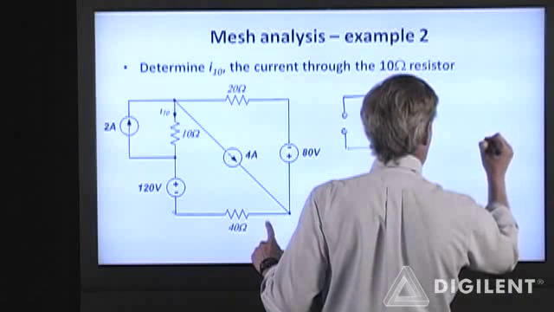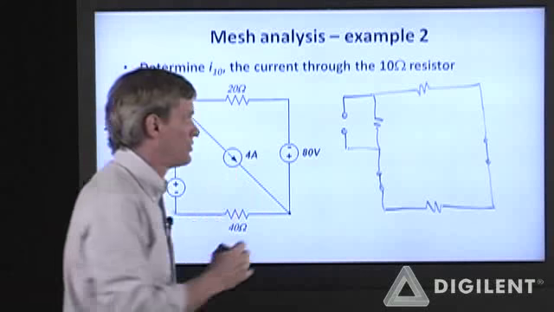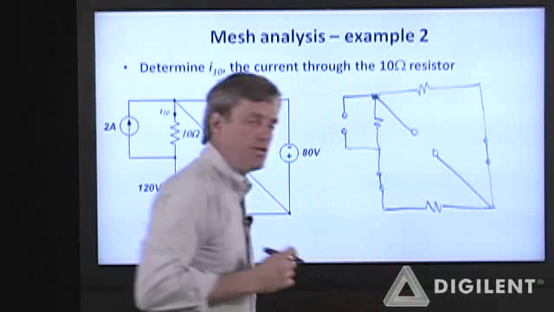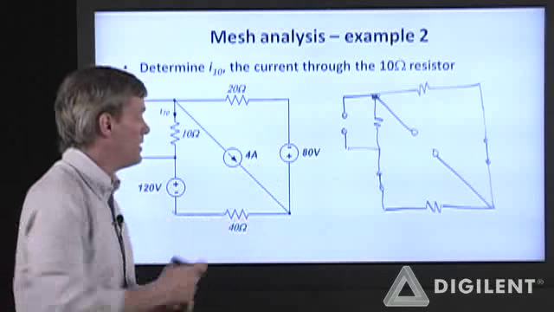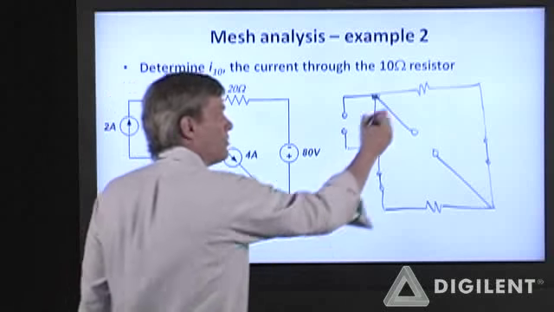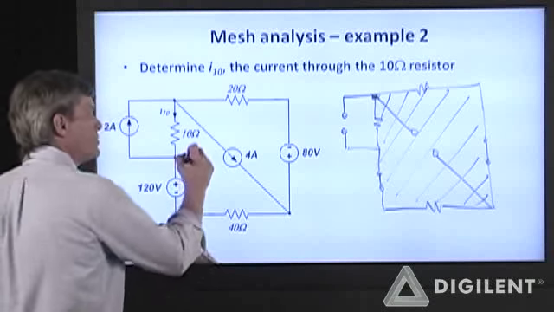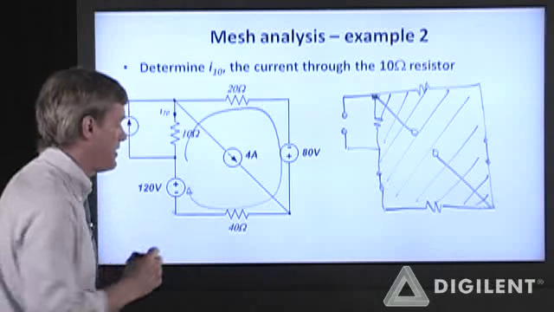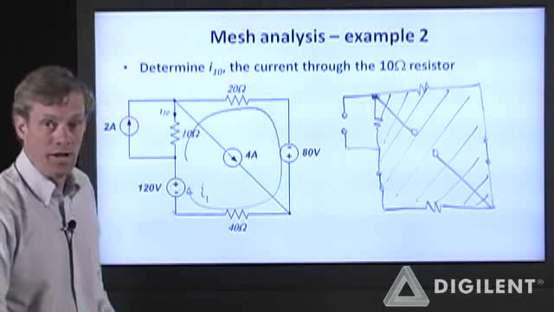I short this 80 volt voltage source, and then I have a resistor on this top leg. This current source becomes an open circuit. So now this little area here is no longer enclosed. It's got a gap in it. Neither of these areas are enclosed because this current source creates a gap. My only enclosed area is this large outer one. So I'm going to choose my mesh current as going around the perimeter of that area. I only have one mesh current for this example. I'm going to call it I1.